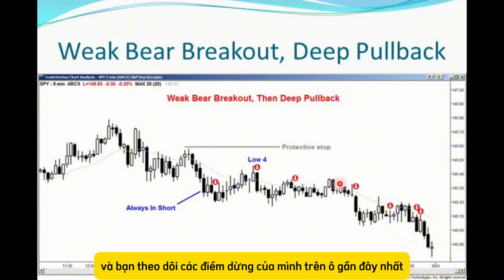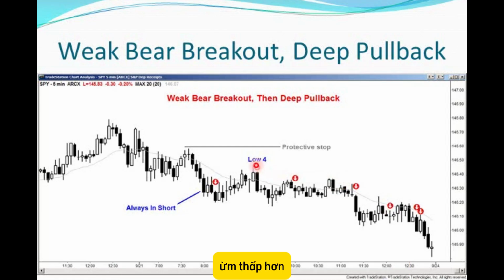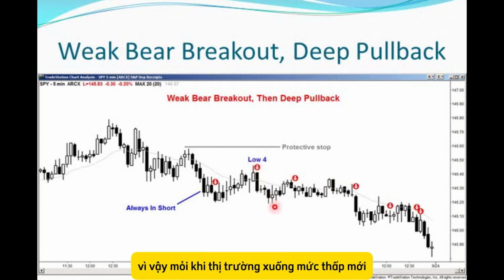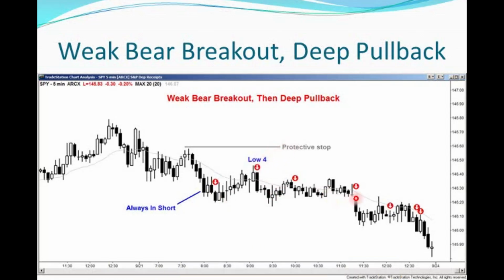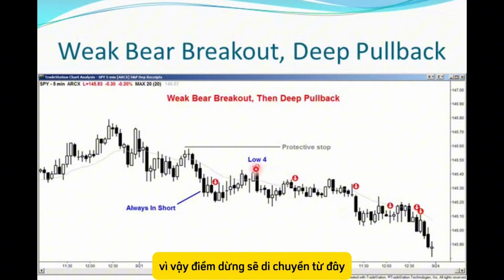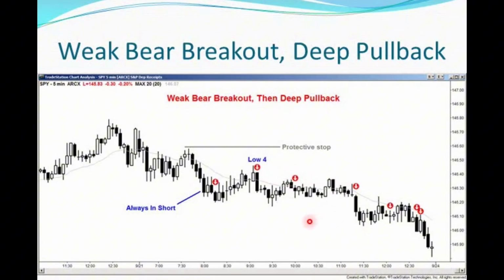And you trail your stops above the most recent lower high. So every time the market goes to a new low, the stop goes above the most recent lower high. So at this point, it fell below a low, so this stop goes down here. Here we broke to a new low, so the stop would move from here down to above this double top.